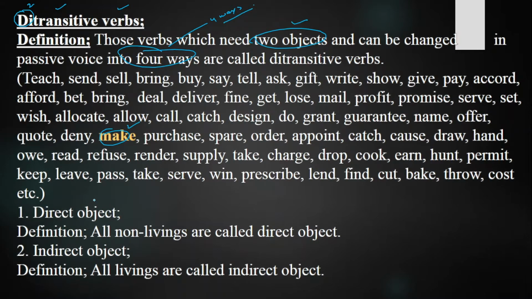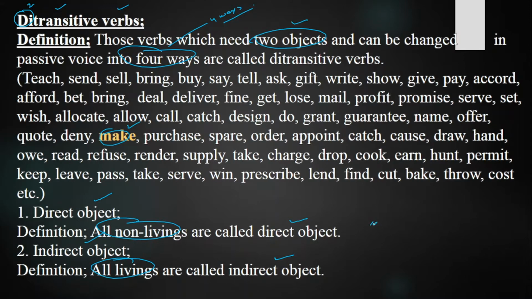Ditransitive verbs need one direct object and one indirect object. Direct object means all non-livings, and indirect object means all livings. Why do they need two objects? Because if you use only one of the objects, the meaning won't be clear and understandable.